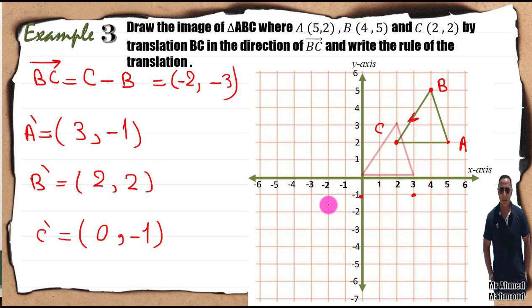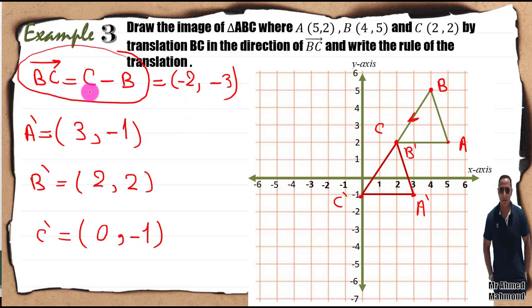Then I'm going to connect the 3 points, which gives me this triangle, the translation of ABC. Here also, don't forget here A dash, and here B dash, this point, and this point is C dash. Okay, now I'm going to explain how I can identify this rule.